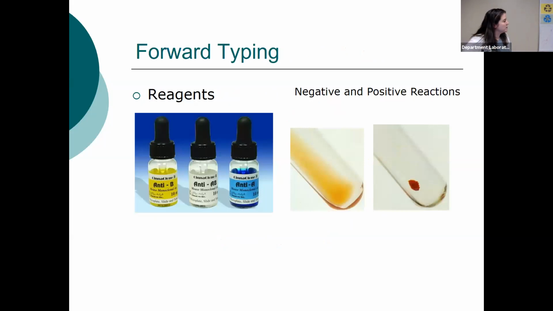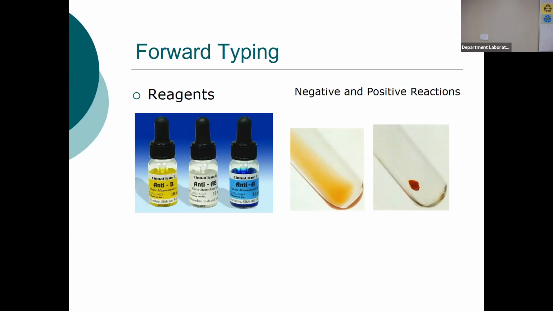So here's what your reagents look like. They are color-coded to help prevent the adding of the wrong reagent. Your anti-A will always be blue, and this has commercially manufactured antibody A. Your anti-B is always going to be yellow, and it has anti-B. And then your A,B is clear.